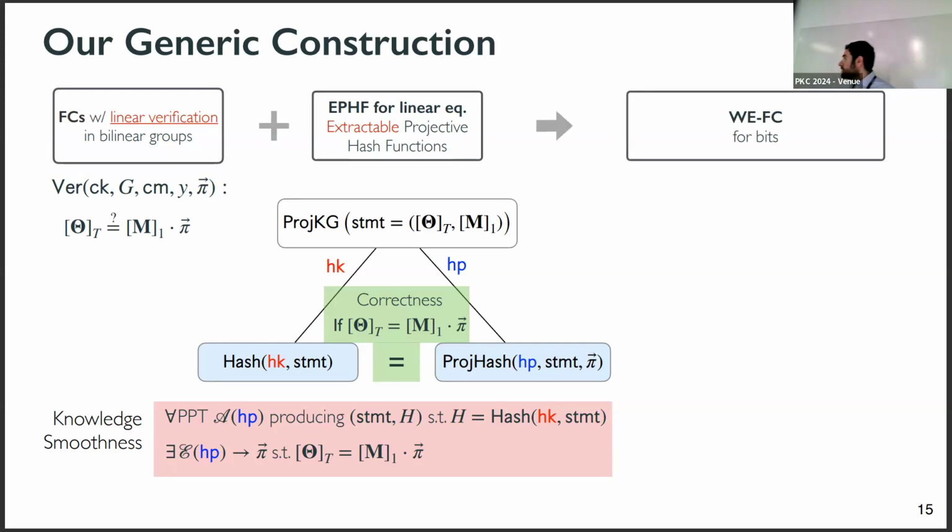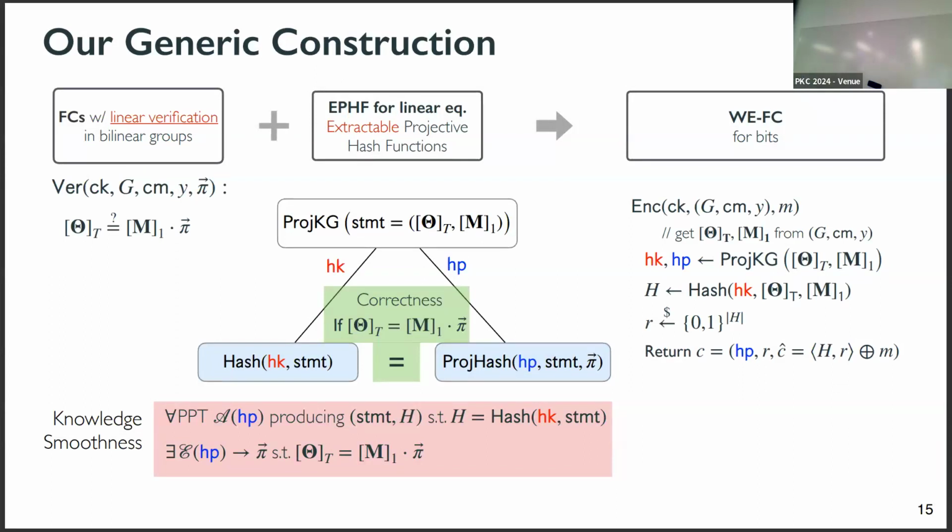Okay, so how do we use this combination of these two objects to encrypt? Our basic construction is for encrypting a single bit. So the idea is that when you encrypt, recall you have a commitment key, you have the function G, the commitment, the output Y. You don't have X, remember, so you don't have the opening of the commitment. And then the first thing you do is to recover theta and M that come from the verification algorithm. And then you generate this projective hash pair, the secret one and the public one, based on this linear statement.